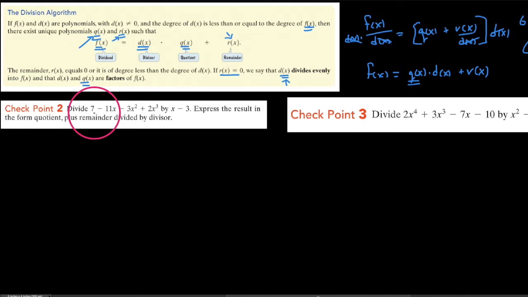So let's go ahead and do this. We're going to divide 7 minus 11x minus 3x squared plus 2x cubed by x minus 3, and we're going to express our result as a quotient plus a remainder divided by the divisor. So let's go ahead and take a look at our first problem here.